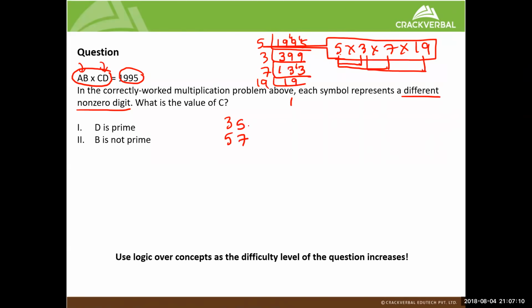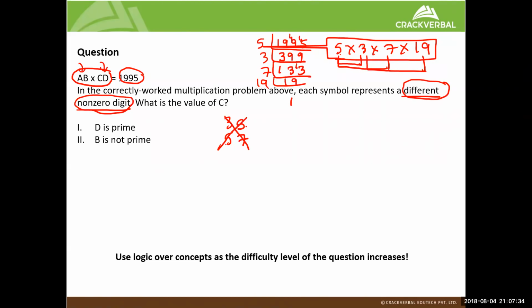So for those of you who identified the 35 and 57, what you overlooked was this important piece of information: each symbol represents a different non-zero digit. So clearly here B and C are the same, right? So I cannot consider 35 and 57 or 57 and 35. So I have to look at another combination.